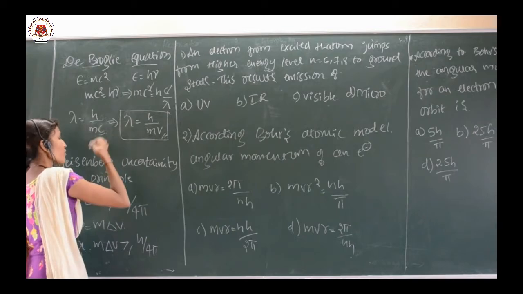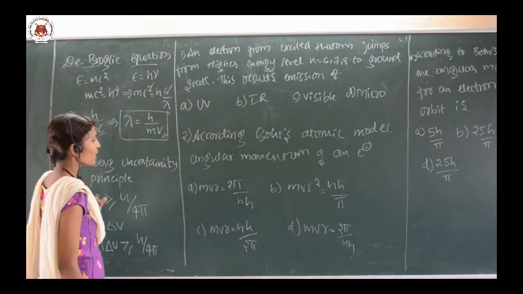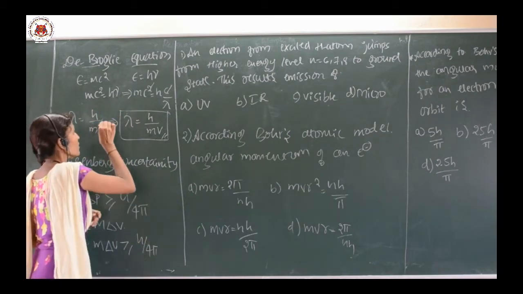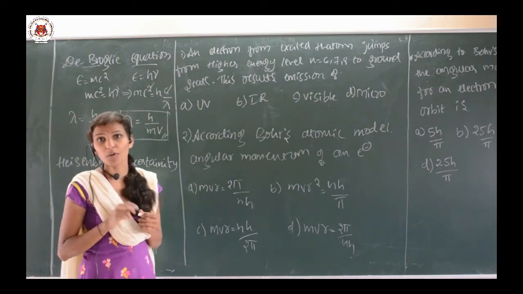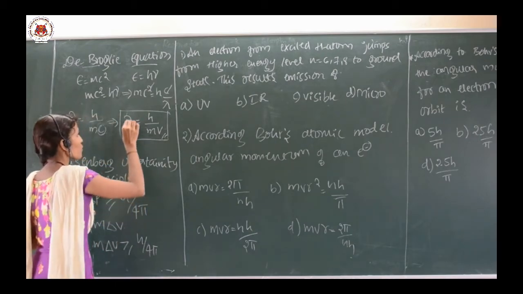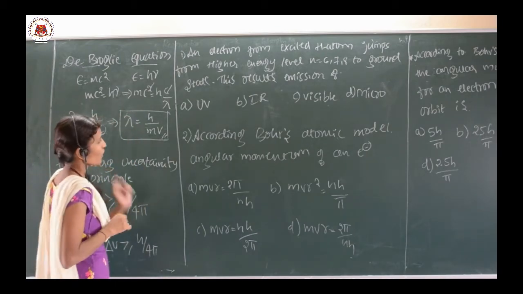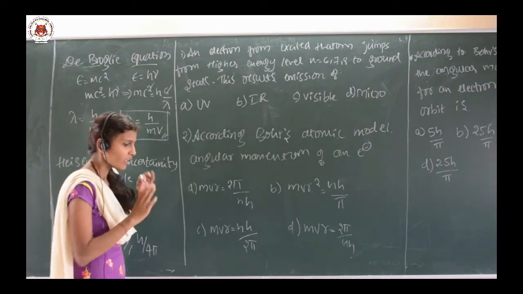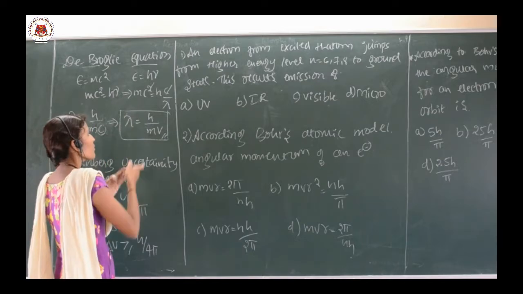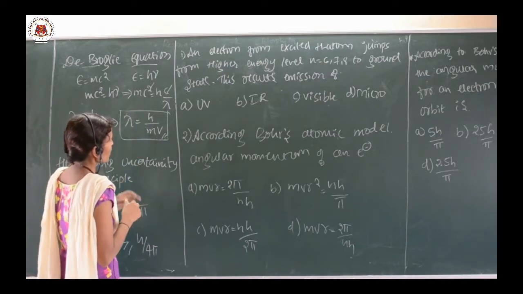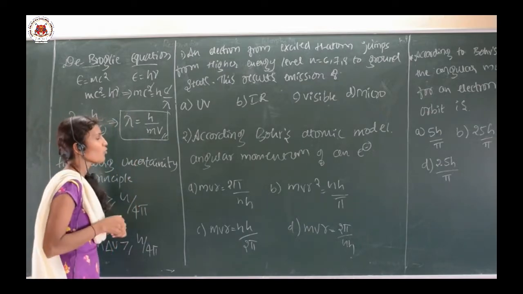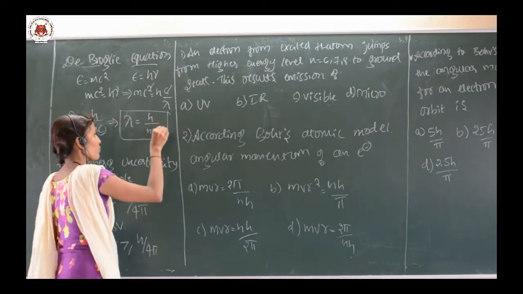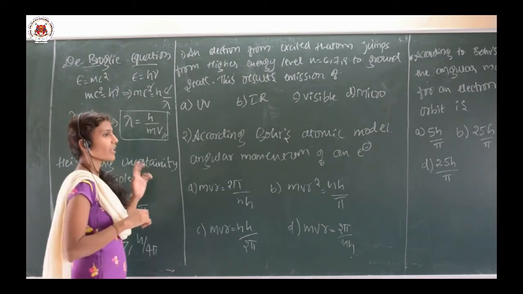Here c indicates the velocity of light. When we apply this theory to a particle, we replace c by the term v, the velocity of the particle. So, finally, we come to the conclusion that lambda is equal to h upon mv, which is the de Broglie's equation. It is associated with the wavelength of a particle which is moving with a velocity v and having the mass m.